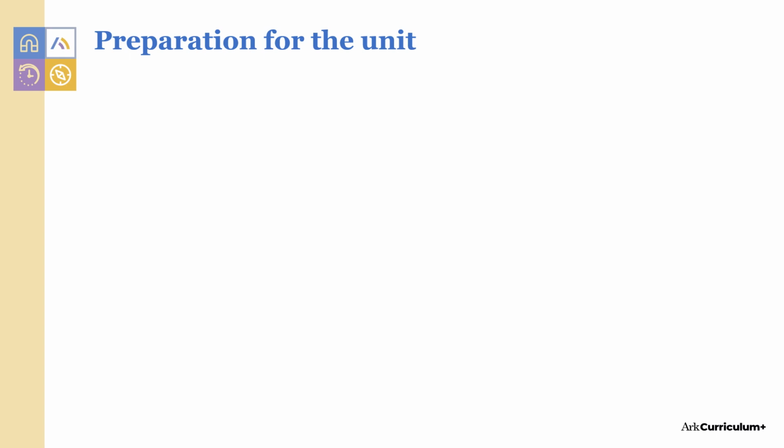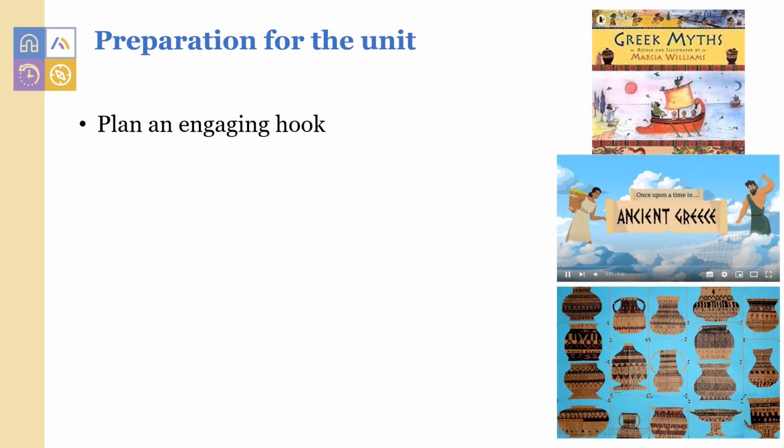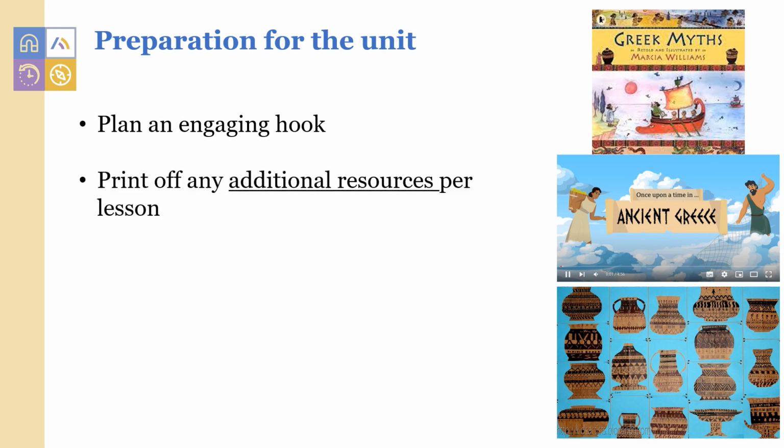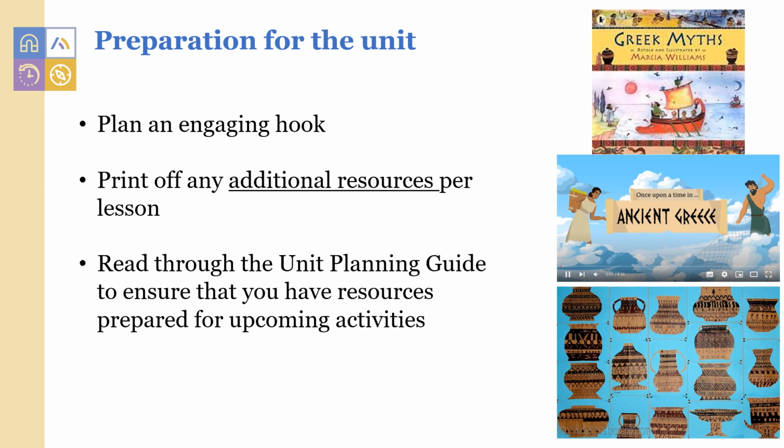For every unit, there are elements that will need to be planned in advance for the class teacher. You will need to plan an engaging hook. You could show photographs, read a story, show a video, or something more creative. You may need to print off any additional resources per lesson. Not every lesson will have an additional resource, so make sure you check before you teach. You also need to read the unit planning guide to ensure that you have resources prepared for any upcoming activities.